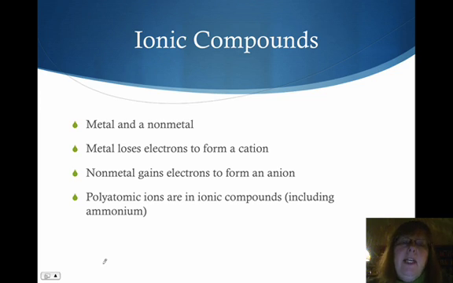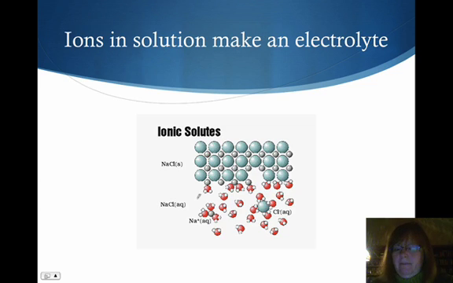Anything that has a polyatomic ion in it would be an ionic compound, and that includes ammonium. So remember good old ammonium, it's the positive polyatomic ion. So anything that has ammonium in it, even though ammonium is not a metal, it is part of a polyatomic ion. So that would be an ionic compound, anything that has ammonium in it.